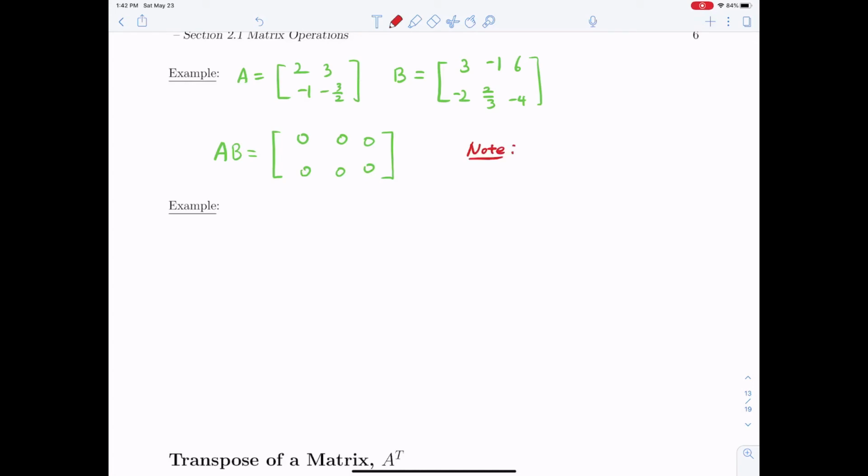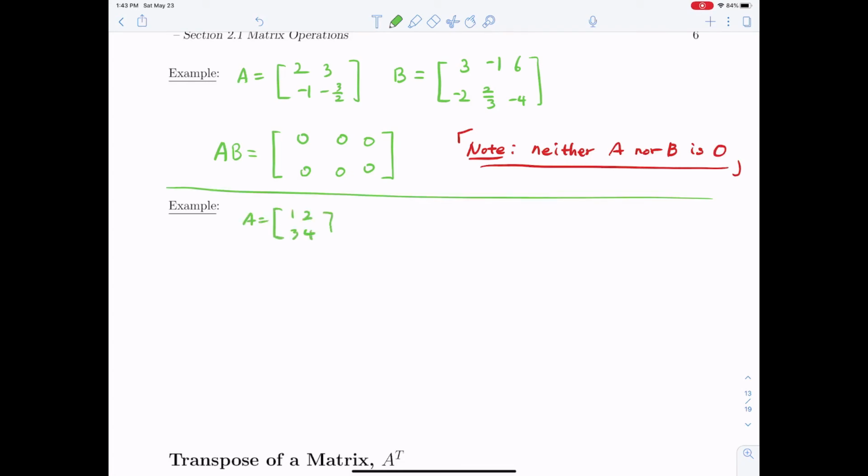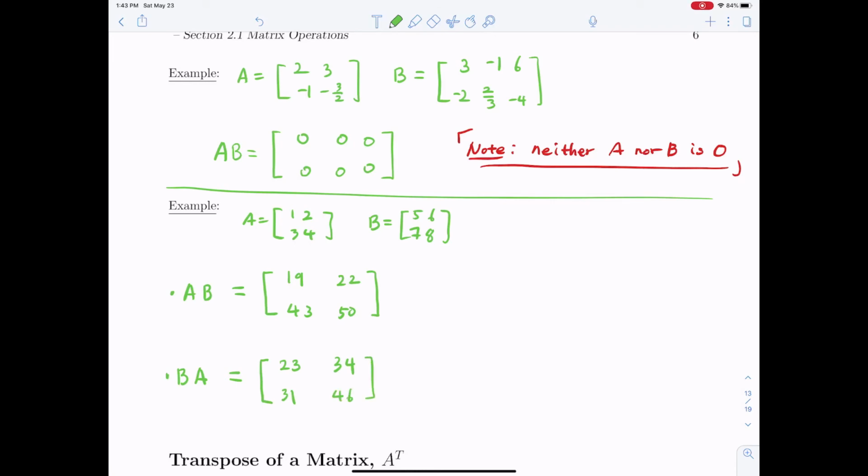However, note that both A and B are not equal to 0. Also, suppose that A is given by 1, 2, 3, 4, and B is 5, 6, 7, 8. Then if you calculate AB and BA and compare them, AB equals, I guess, 19, 22, 43, and 50. And BA equals 23, 34, 31, and 46. And you can see that these two matrices are not the same. So this is a counterexample showing that AB is not equal to BA.